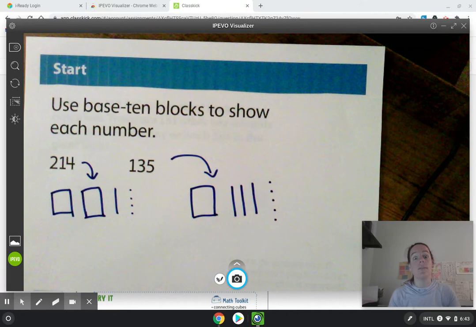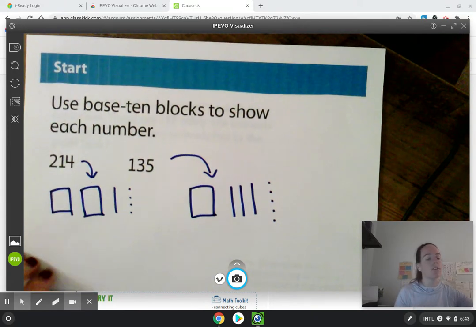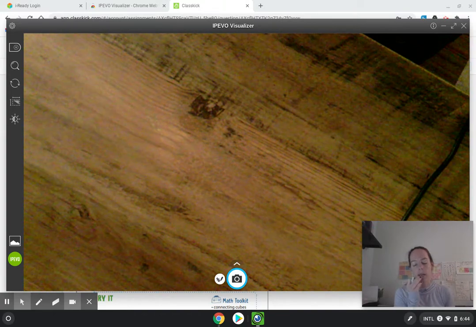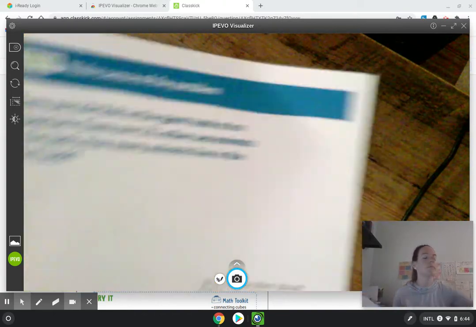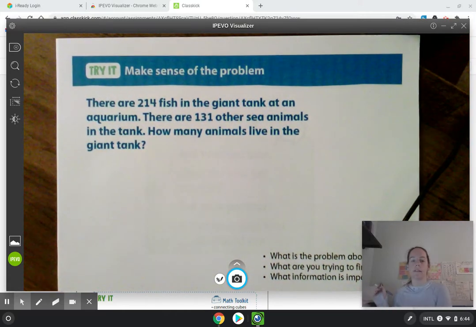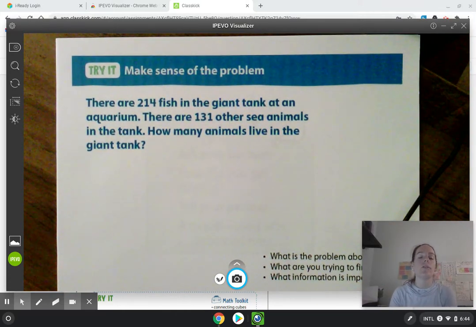We're going to be using strategies involving using base 10 blocks and adding hundreds, tens, and ones a lot this week. So we want to have that fresh in our head. Let's go ahead and get started by making sense of our problem today. Read along with me. This is also the problem on your Classkick slide. There are 214 fish in a giant tank at an aquarium. There are 131 other sea animals in the tank. How many animals live in the giant tank?